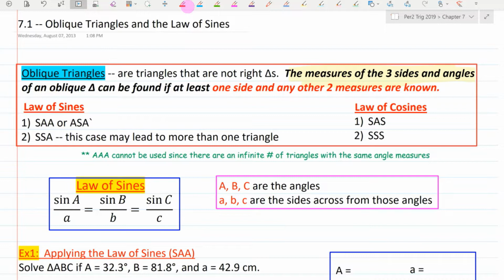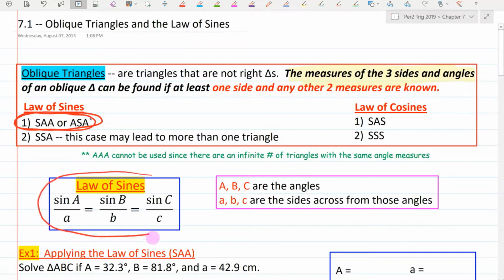And so for today's lesson of law of sines, they're going to be giving you two angles and a side. Okay, two angles and a side. Those are the easier ones, and I'll show you how to do this.